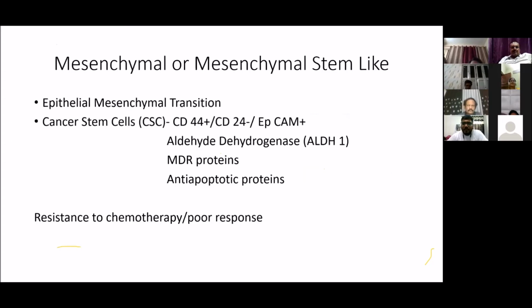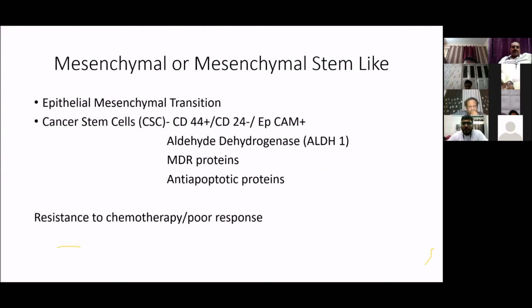Now, this is the last in the lot, that is the mesenchymal and the mesenchymal stem-like. This is the least studied amongst the 4. So there are only proposed hypotheses as to how this works. The mesenchymal cell types are usually resistant to chemotherapy. They are bad biology. They metastasize very early to lymph nodes and systemically.